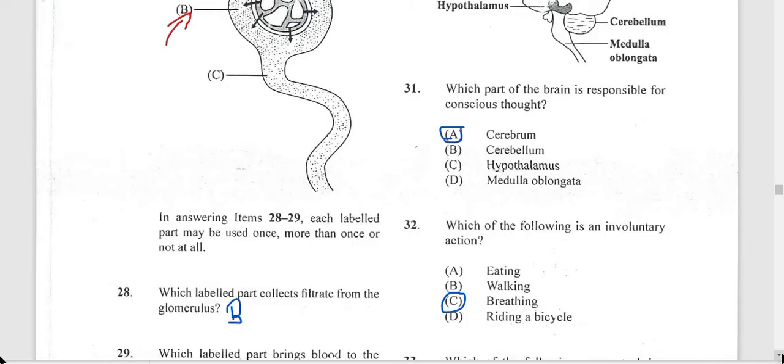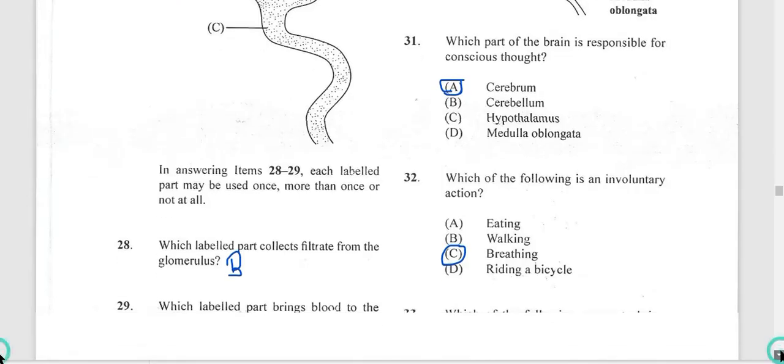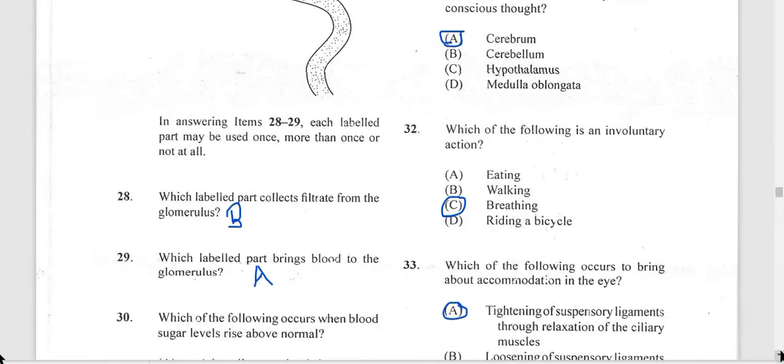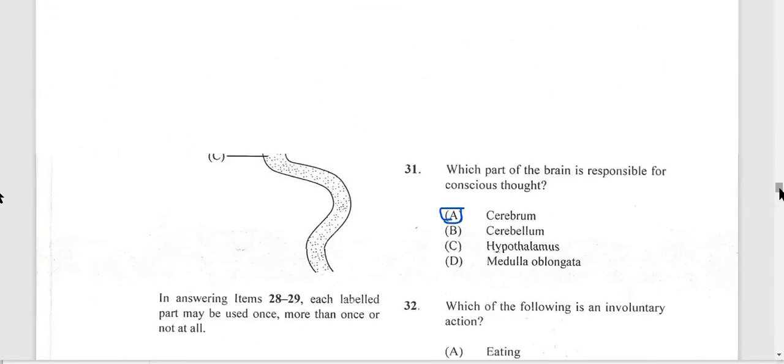Which labeled part collects filtrate from the glomerulus? That's going to be B, this looped area here. All right, the Bowman capsule, and this of course is going to be the proximal tubule. And we move on down to 29. Which labeled part brings blood to the glomerulus? All right, we showed you earlier, it's going to be A, the afferent arteriole. Showed you that just now.